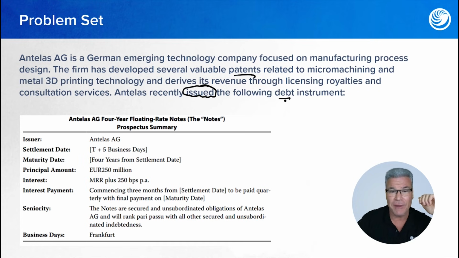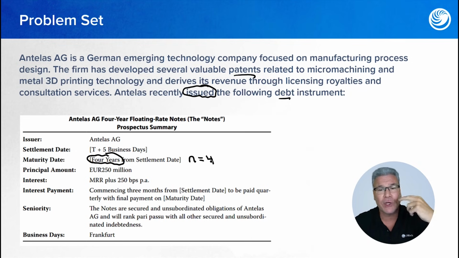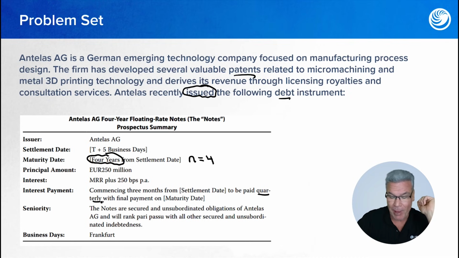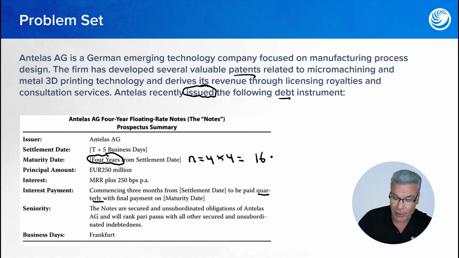So here we go. We've got the name of the company, settlement date, maturity date. So we've got 4 years, very important. So N is equal to 4, but I want to be mindful of how often we're paying the coupon. So the first thing I'm doing is scanning: how often are we paying the coupon? We're paying it quarterly, so 4 times per year. So actually 4 times 4, 16. That's our number of periods, number of quarters. All right, let's see what else we've got.